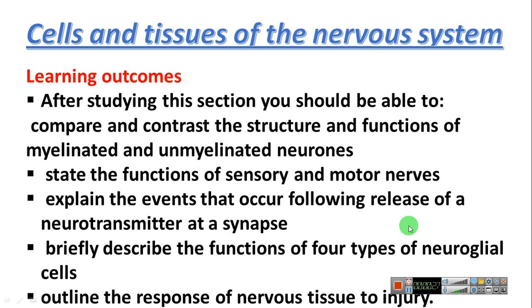State the functions of sensory and motor nerves. Explain the events that occur following release of a neurotransmitter at the synapse. Briefly describe the functions of four types of neuroglial cells. Outline the response of nervous tissue to injury.